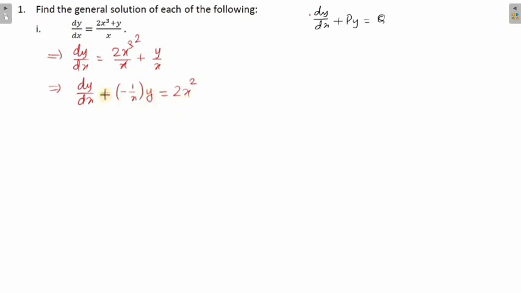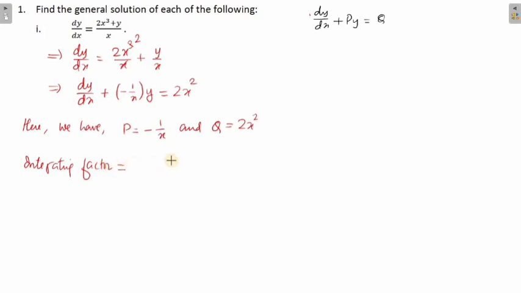If you compare this with the form, P is how much? P is minus 1 by x, and what is Q? Q is 2x squared. So we got the values of P and Q. Now what we need to do is find the integrating factor. All of you know the integrating factor is given by e to the power integral P dx.